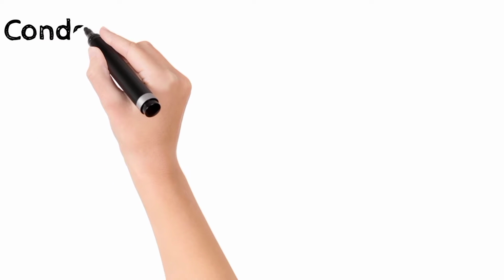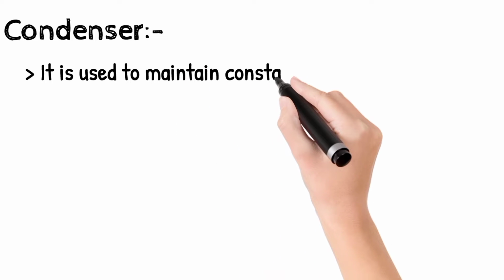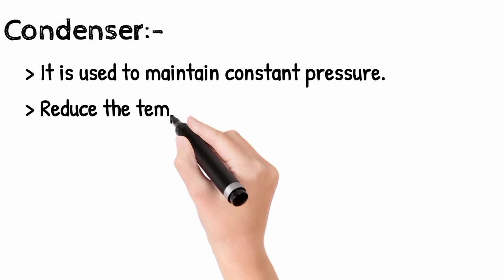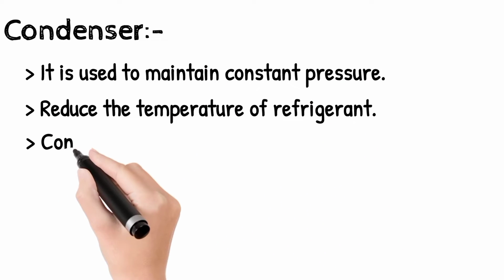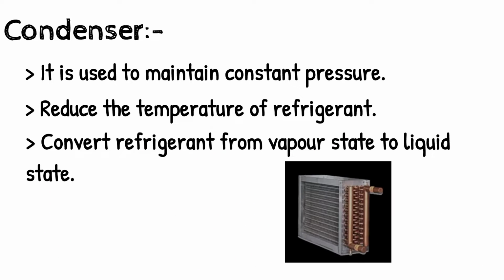Condenser. Condenser is also known as a heat exchanger. Condenser is used to maintain the constant pressure and reduce the temperature of refrigerant. Condenser converts refrigerant from vapor state to liquid state.